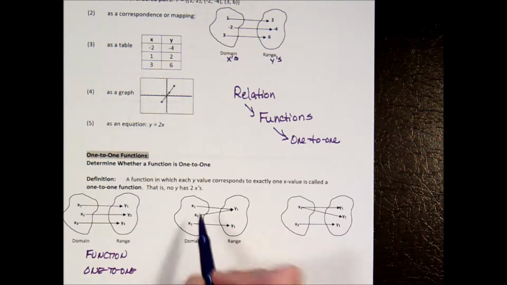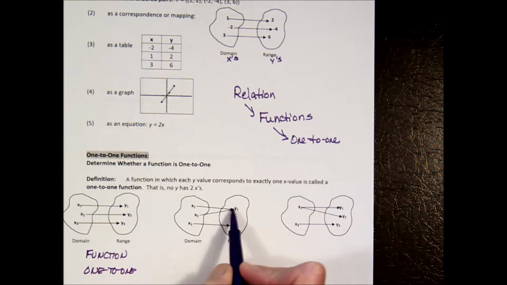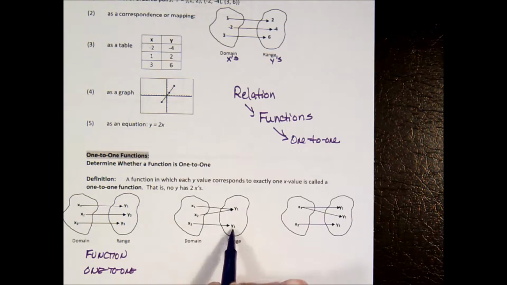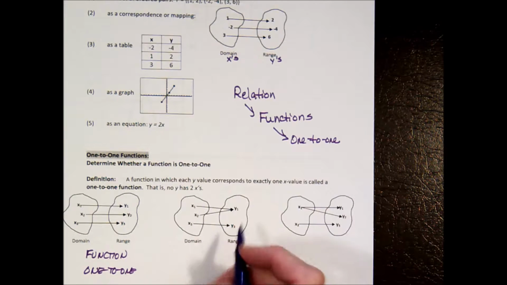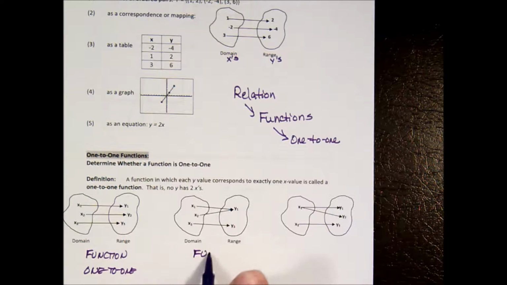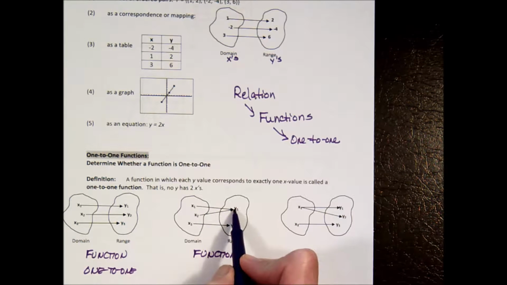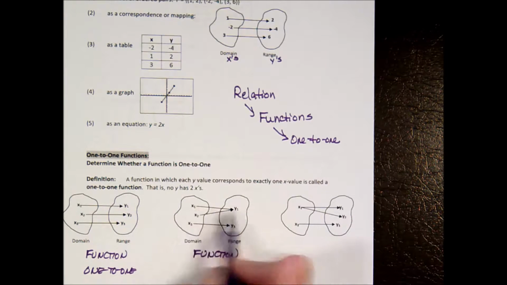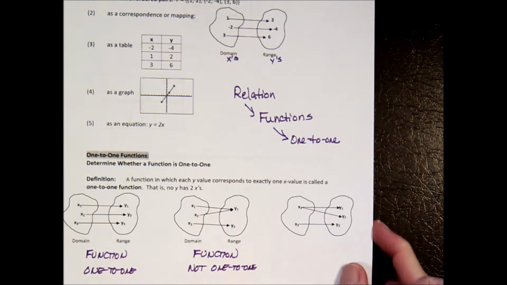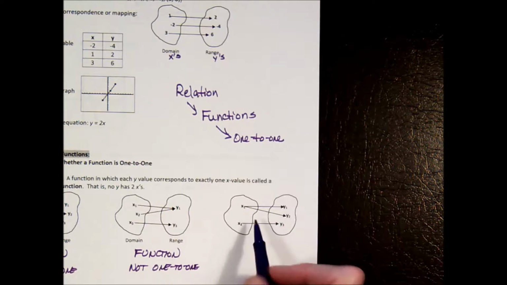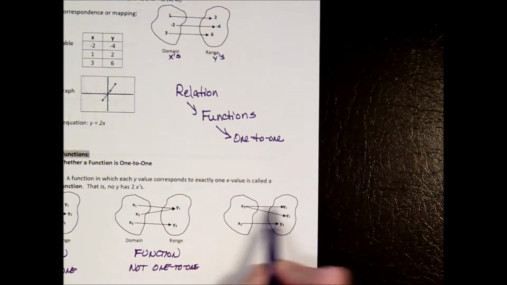All right, let's look at another one. In this one, we have our x's going to y's corresponding. Does every x only go to one y? Yes, so it is a function. But does every y only go to one x? No, this y goes to 2. So it is not one-to-one.